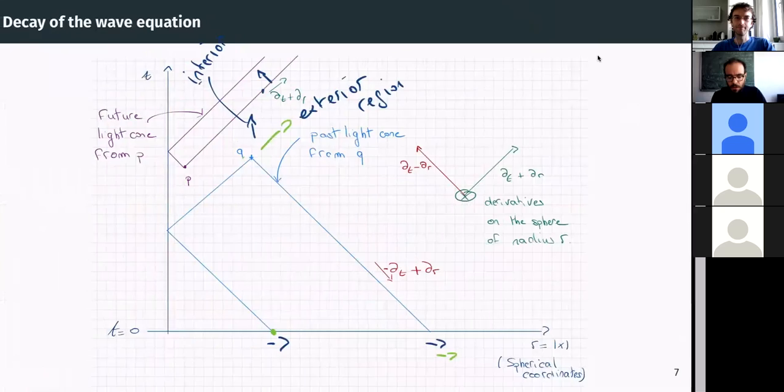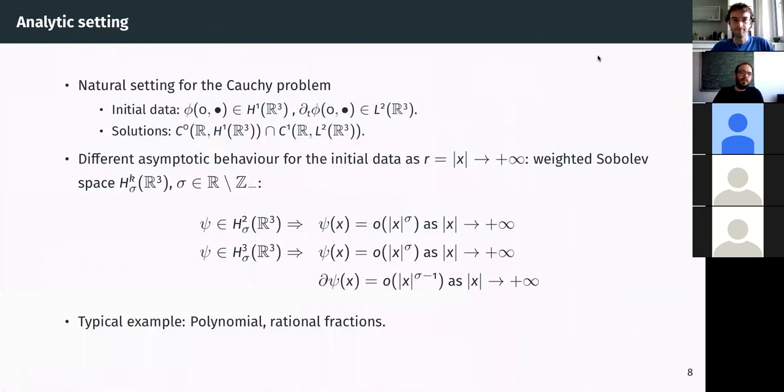Thank you. Okay, so I need to talk a little bit about an analytic setting because this is important for what I want to talk about a little bit later on. So the natural analytic setting for this is a Cauchy problem. I will look at initial data which are in some Sobolev spaces, H1 with derivative in L2, right? Let's not be very precise. And if you take solutions whose initial data are like that, then automatically you know your solution will be continuous with values in H1 and also C1 with values in L2. Okay, whatever that means, just to say that this is the natural setting for the Cauchy problem. Here, I'm interested in asymptotic behavior and Sobolev spaces.